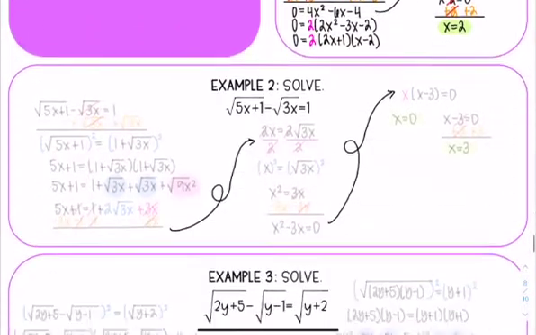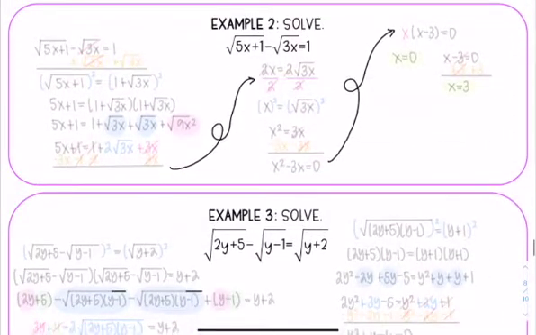We have the square root of 5x plus 1 minus the square root of 3x is equal to 1. The first thing we want to do is isolate one of these radicals. It doesn't matter which one it is as long as one of them is isolated. So I'm going to just add the square root of 3x to both sides.